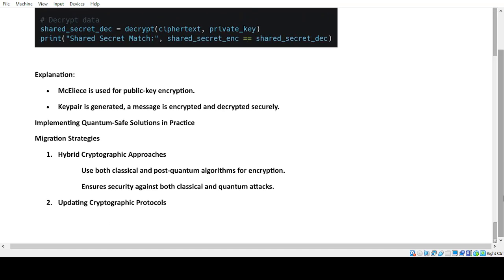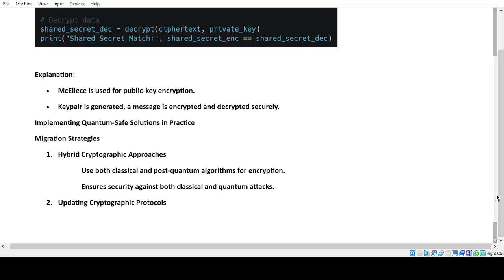Implementing quantum-safe solutions in practice. Migration strategies. 1. Hybrid cryptographic approaches. Use both classical and post-quantum algorithms for encryption. Ensures security against both classical and quantum attacks.